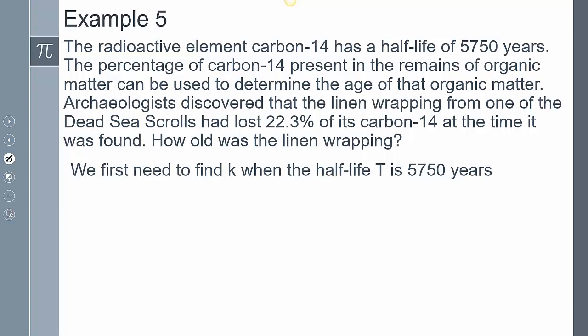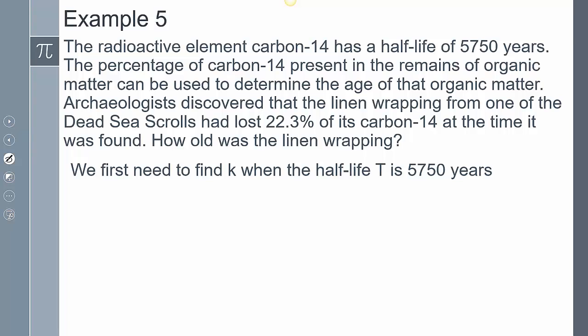So our fifth example says the radioactive element carbon-14 has a half-life of 5,750 years. The percentage of carbon-14 present in the remains of organic matter can be used to determine the age of that organic matter. Archaeologists discovered that the linen wrapping from one of the Dead Sea Scrolls has lost 22.3% of its carbon-14 at the time it was found. How old was the linen wrapping?